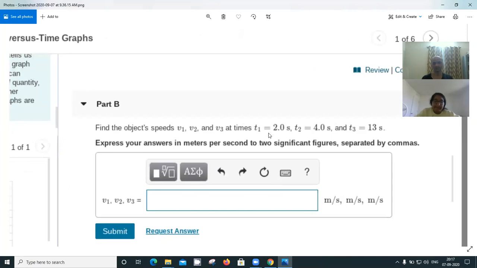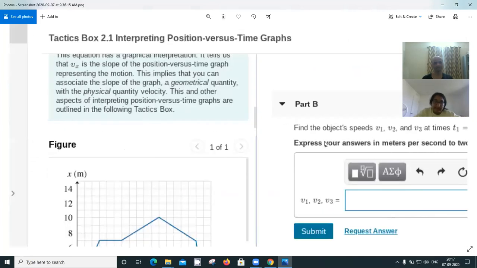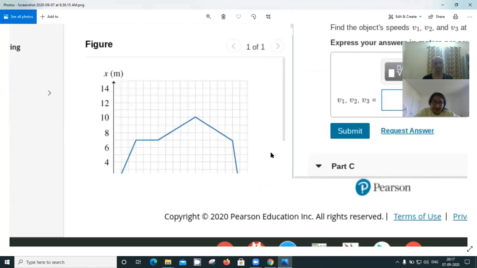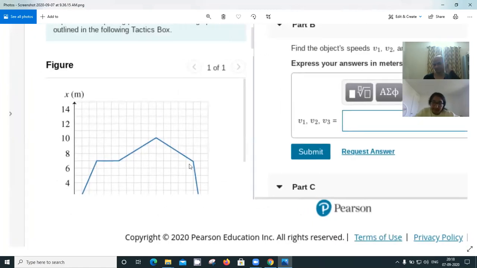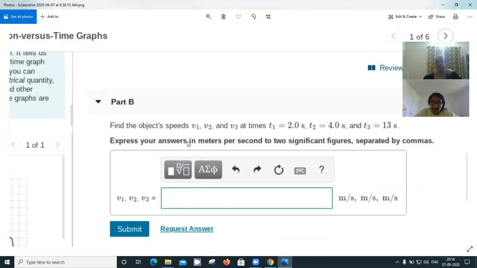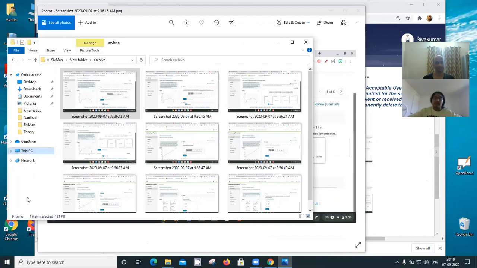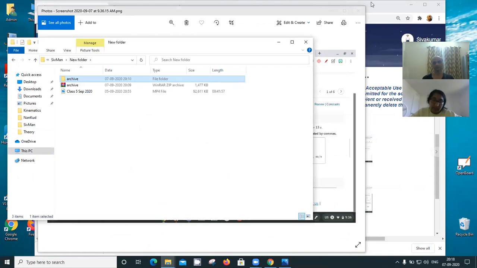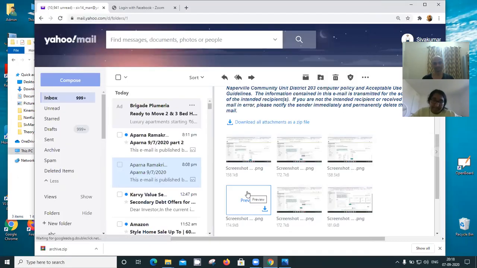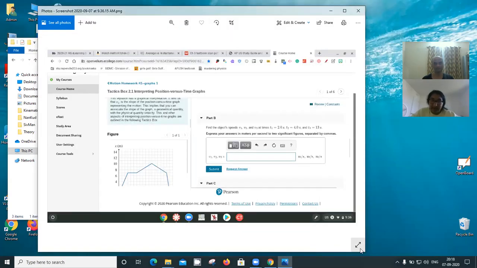Okay, object speed at these times. So to find the speed, you have to find the slope. You know that relation, right? Speed is dx by dt. How did they introduce the concept of speed? They would have taught it in the class, right? Yes. Speed is just slope. Okay, slope of the position versus time graph. Yes.